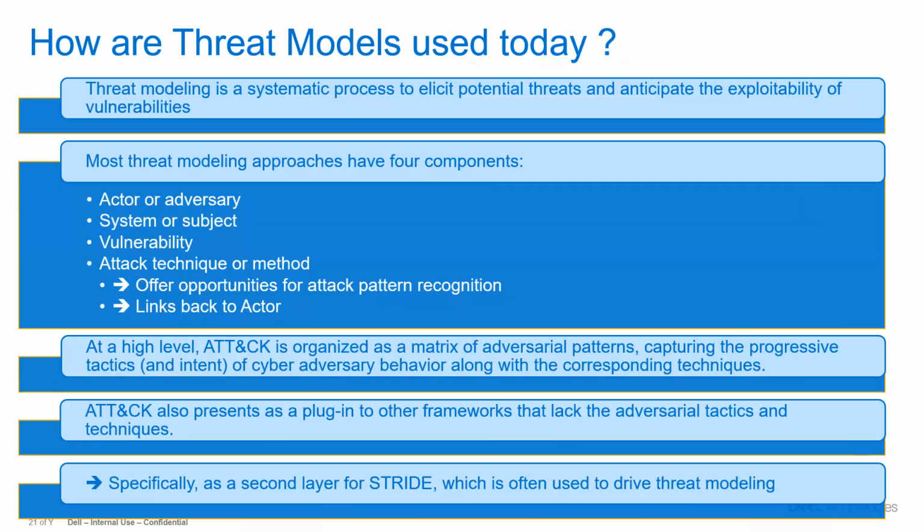Now, if you use the ATT&CK matrix as an organized knowledge base of patterns, then we can use that to gain insights on the patterns and link it back to the attacker. We'll see some examples at the end. So how we will specifically use this: we will do a STRIDE model, and then as a second layer, plug in the ATT&CK matrix so that your threat model is much more comprehensive and attacker centric.